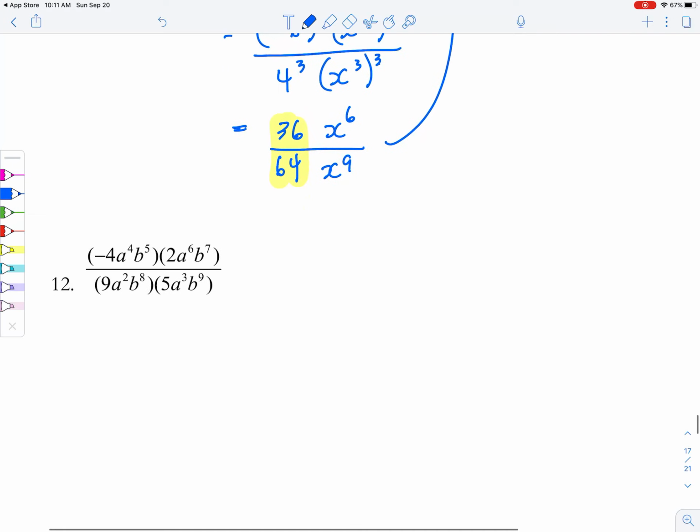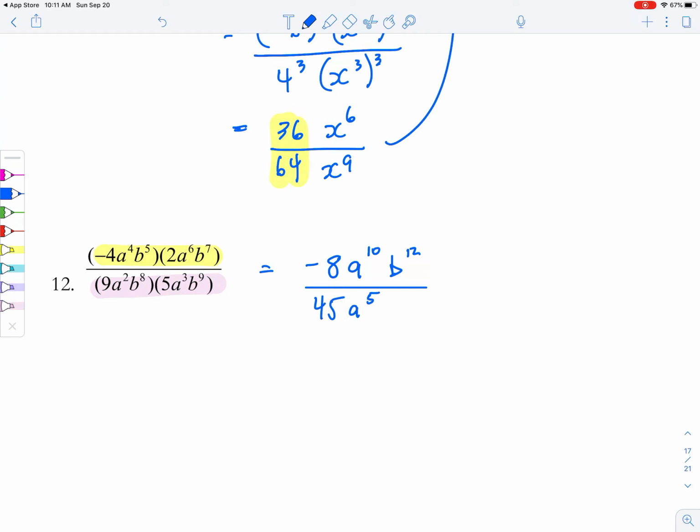Question 12. There are no exponents outside the brackets. So in this one, I would do the top, and I would do the bottom, and then whatever that is, we'll do the division. So we'll do the top first. Minus 4 times 2, number times number is minus 8. a to the 4 times a to the 6 is a to the 10. b to the 5 times b to the 7 is b to the 12, and that's all over 9 times 5 is 45. a squared times a cubed is a to the 5. b to the 8 times b to the 9 is b to the 17.